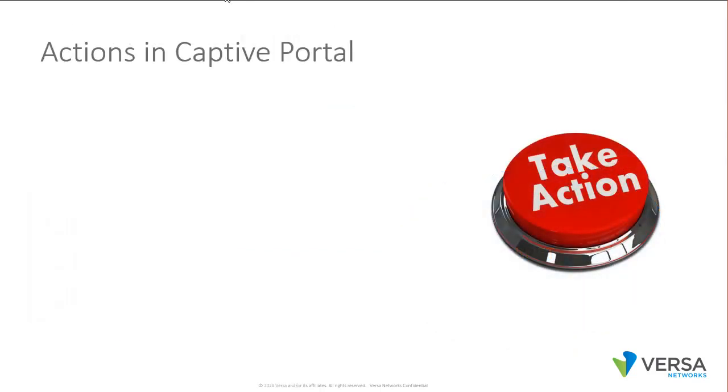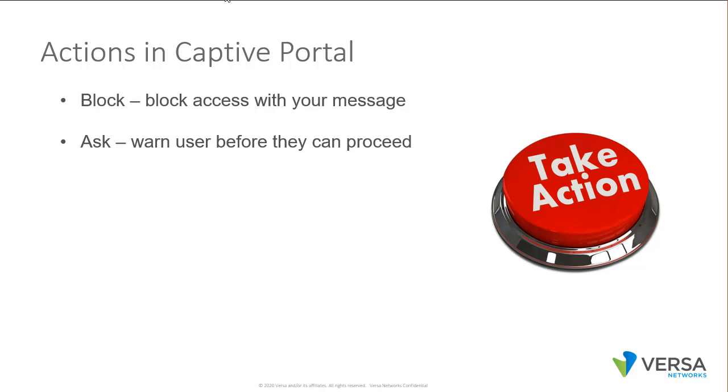Now let's see what options you have to use in the Captive Portal. The first option is to block access to a certain website, with a message of course. The second action is to ask the customer whether they're sure that they want to access this website or maybe not. The third option is to inform. That is exactly the same as what you saw in the Starbucks pop-up window when you connect to their Wi-Fi. So there's the inform action.